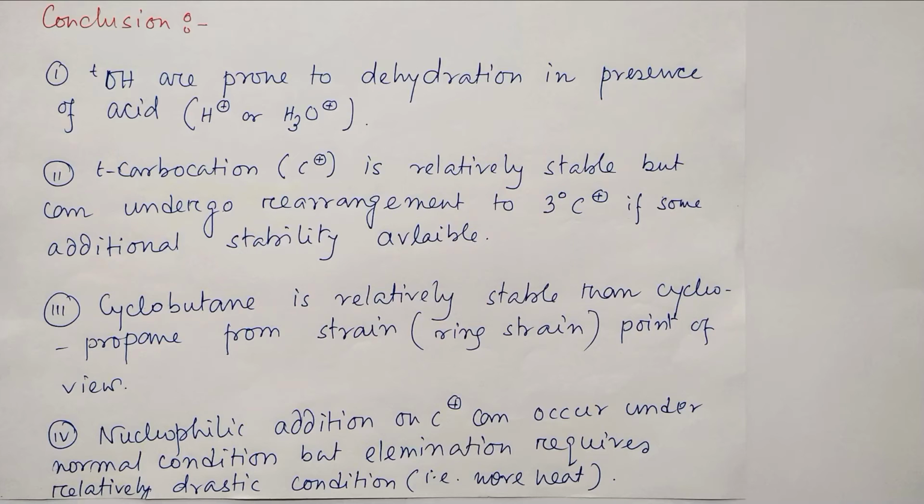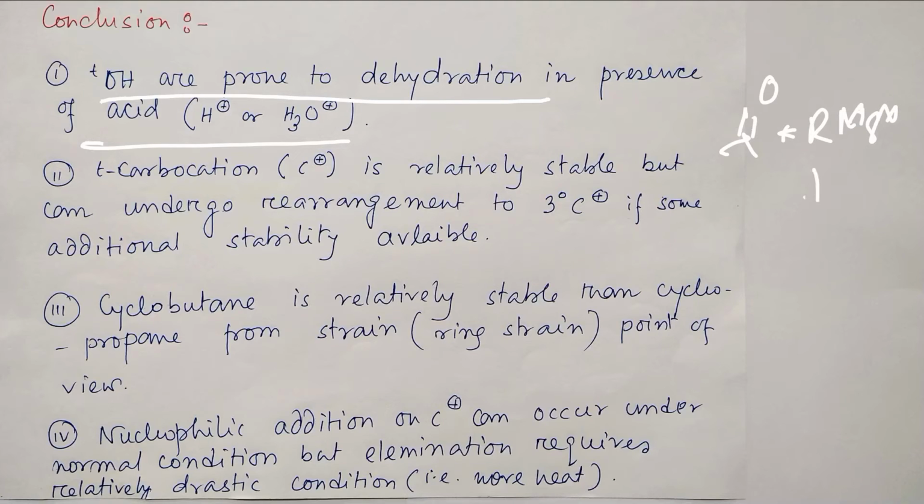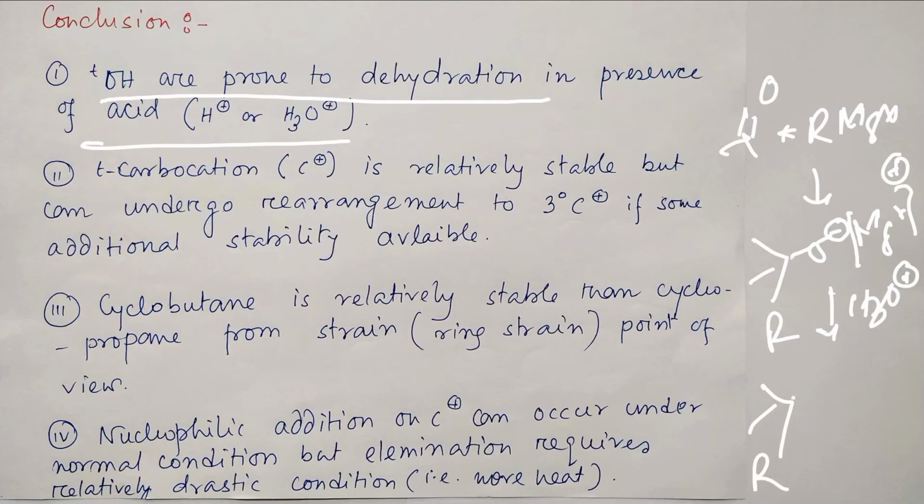We have learned today that tertiary alcohols are prone to dehydration in the presence of acid. Better to say they are prone to dehydration in the presence of milder acid. Okay. And another important piece of information, let me tell you, by any reaction, for example, Grignard reaction with a ketone. If you do this reaction, what will it end up as? It will end up as a tertiary alkoxide, O minus MgX plus, and after workup, you get the final tertiary alcohol.